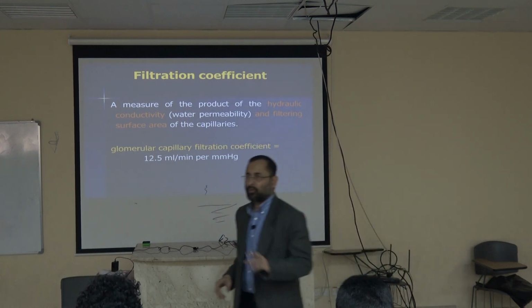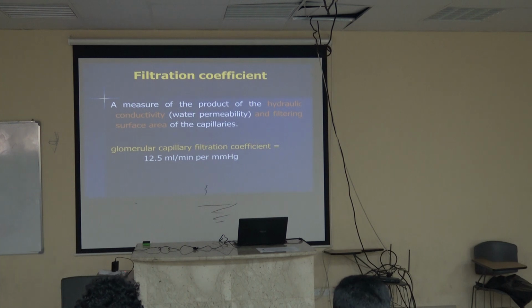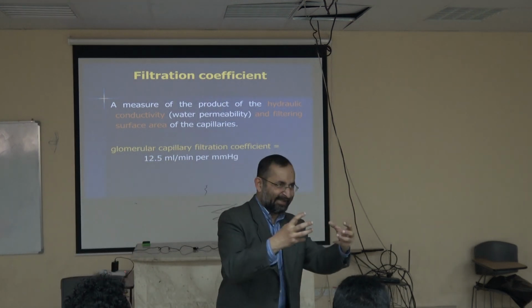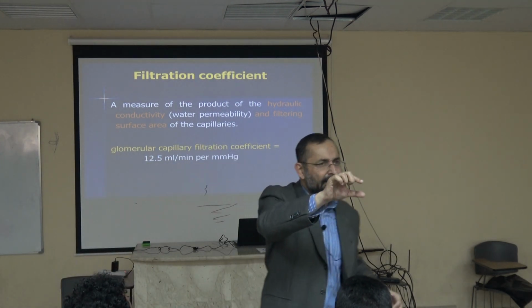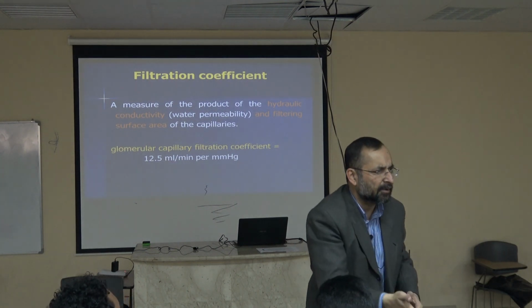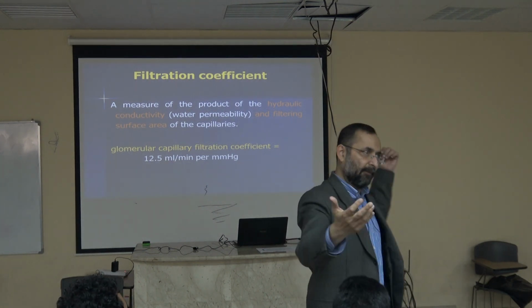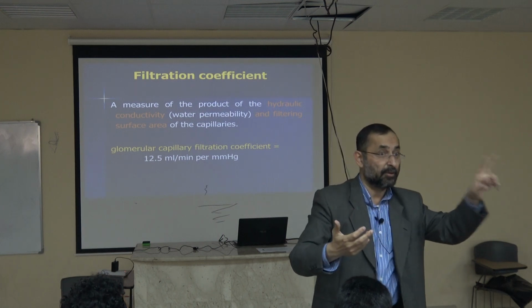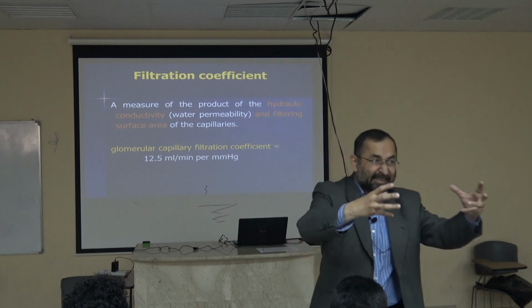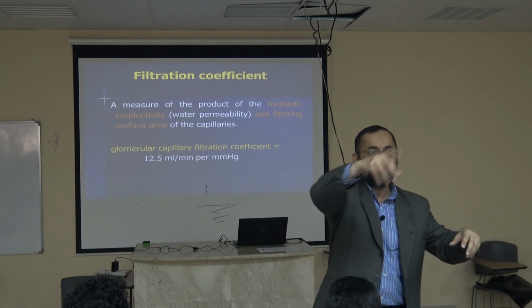Shabab, please try to get the concept of filtration coefficient, all of you. Filtration coefficient, please, is a product of two things. You are looking at the glomerulus, okay? Because filtration is happening in the glomerulus. Now, what are you looking at when you are talking about the filtration coefficient? Two things, please. Number one is the surface area of the capillaries.